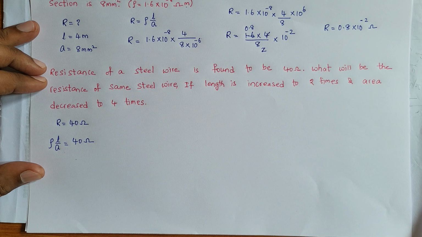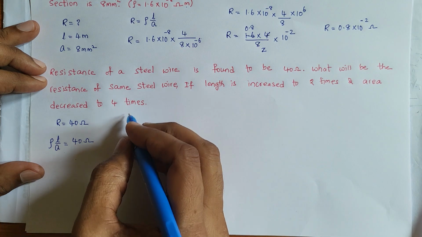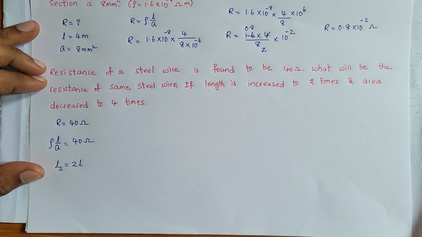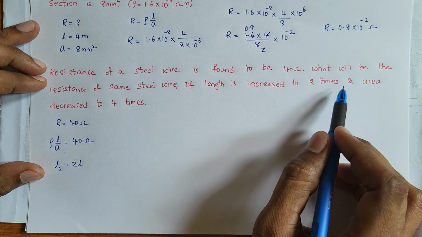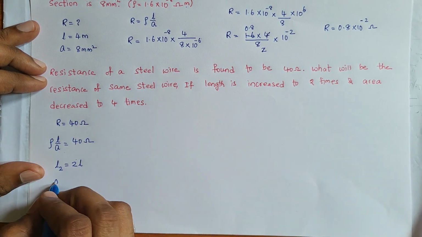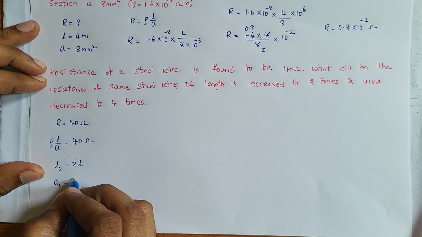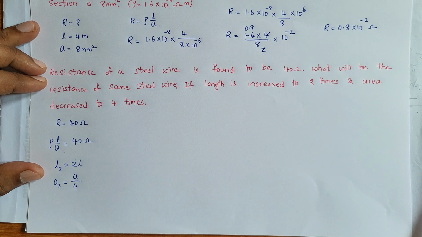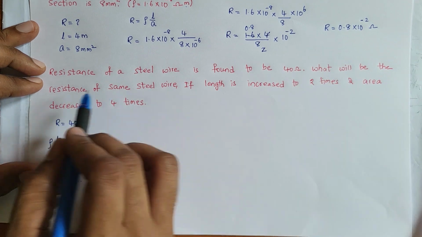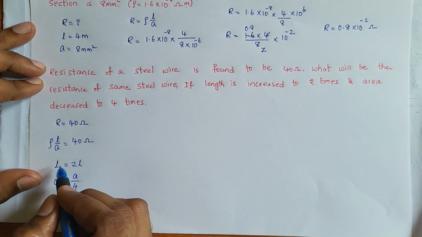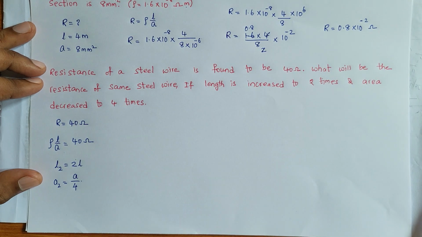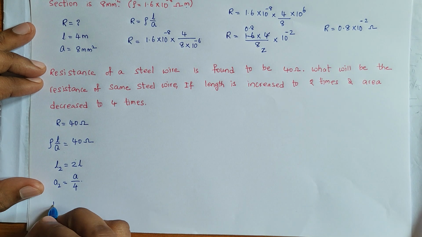Now what happened? We have increased the length to 2 times. Correct? So L2 is going to be 2 times the L. And area decreased to 4 times. A2 is going to be A divided by 4 because decreased to 4 times. Now we have to find out what will be the resistance. We have to find out the resistance for this length and for this area. What is the new resistance? I'll take the new resistance as R2.